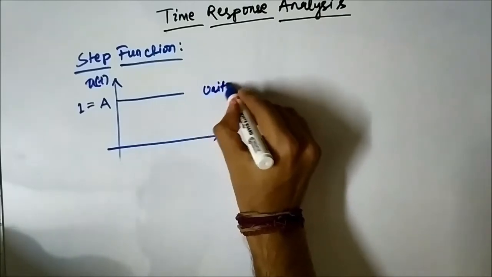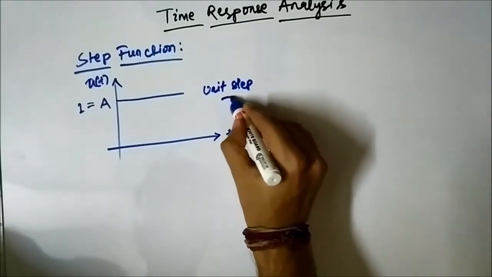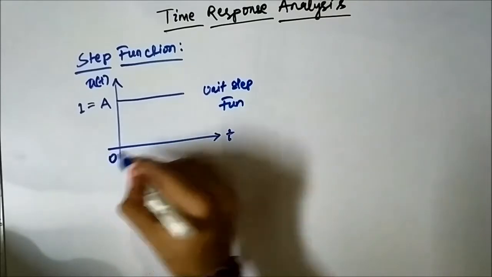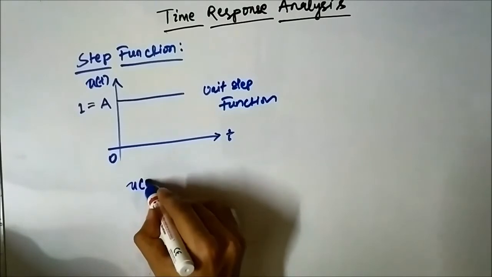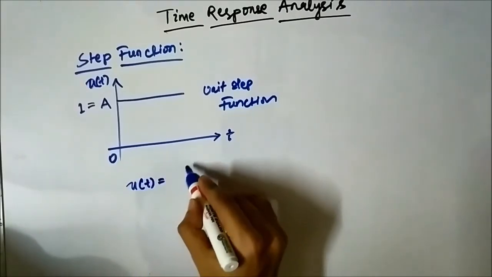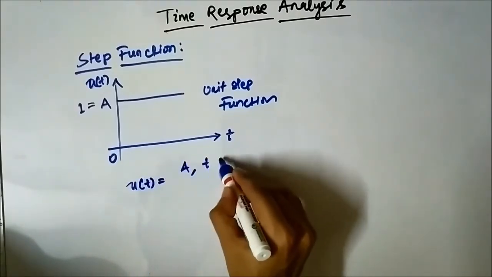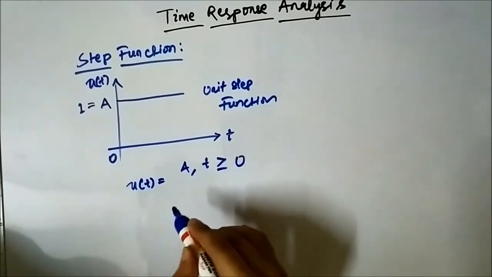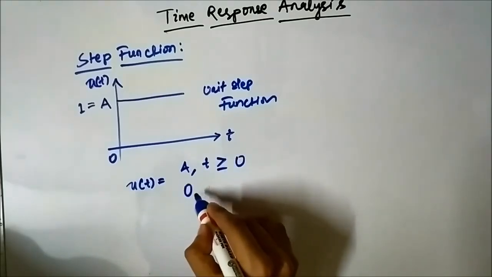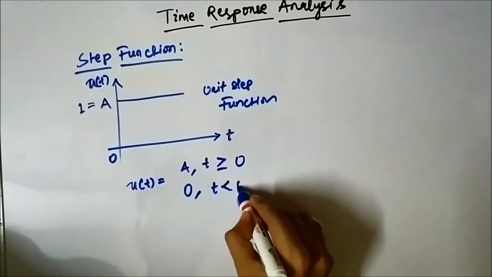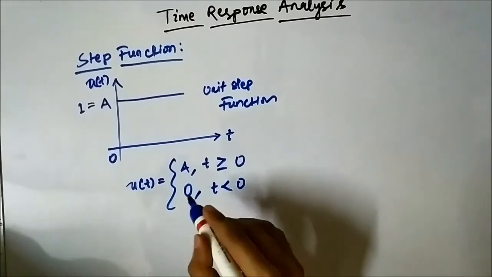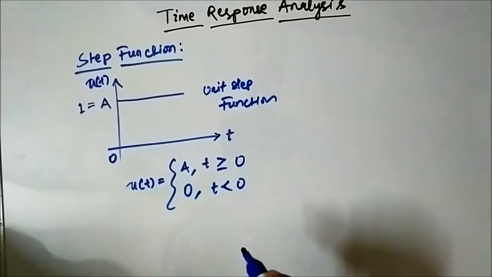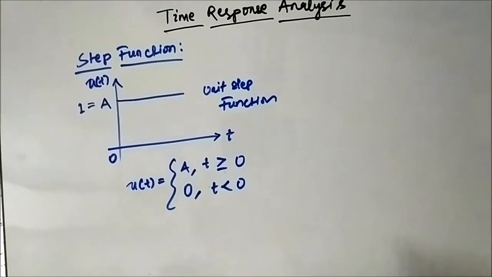the unit step function. The step function will have a constant magnitude for t greater than or equal to 0, and will have a value 0 for t less than 0. And if this constant value is equal to 1, then it becomes the unit step function. So this is about the step function.